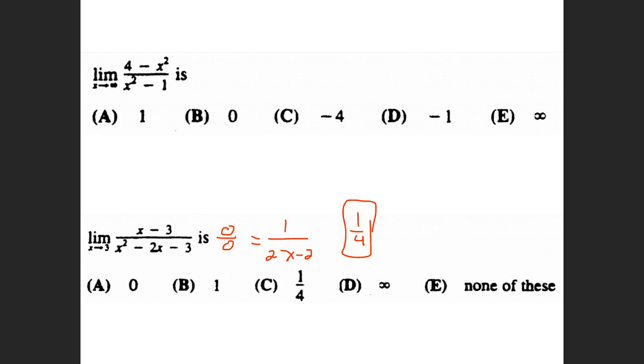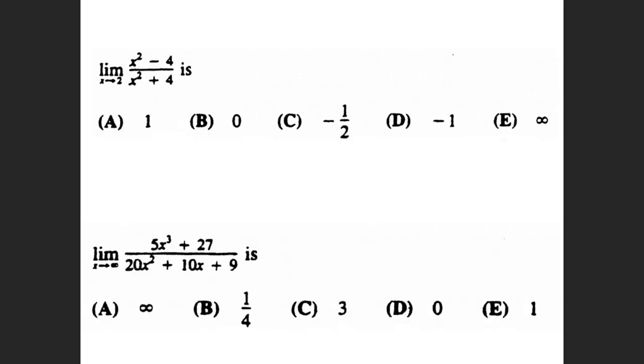Okay. And then I think this is the last slide for today. Just a couple more problems. What is the limit as x approaches 2 of x squared minus 4 over x squared plus 4? Letter B, 0. I agree with that. Okay.